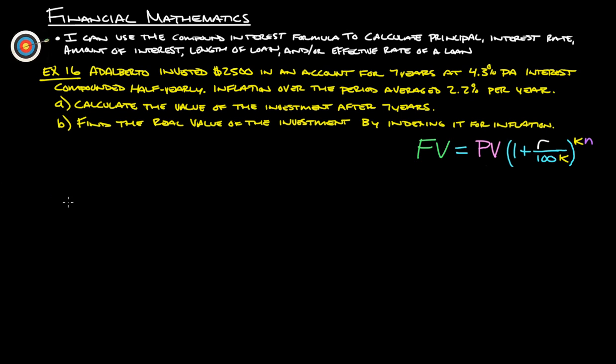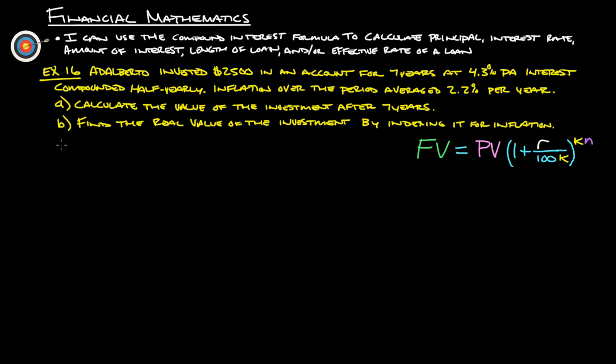Okay, so example 16. Adalberto invested $2,500 in an account for 7 years at 4.3% per annum, interest compounded half yearly, so that'd be twice a year. Inflation over the period averaged 2.2% per year. Calculate the value of the investment after 7 years is the first part.